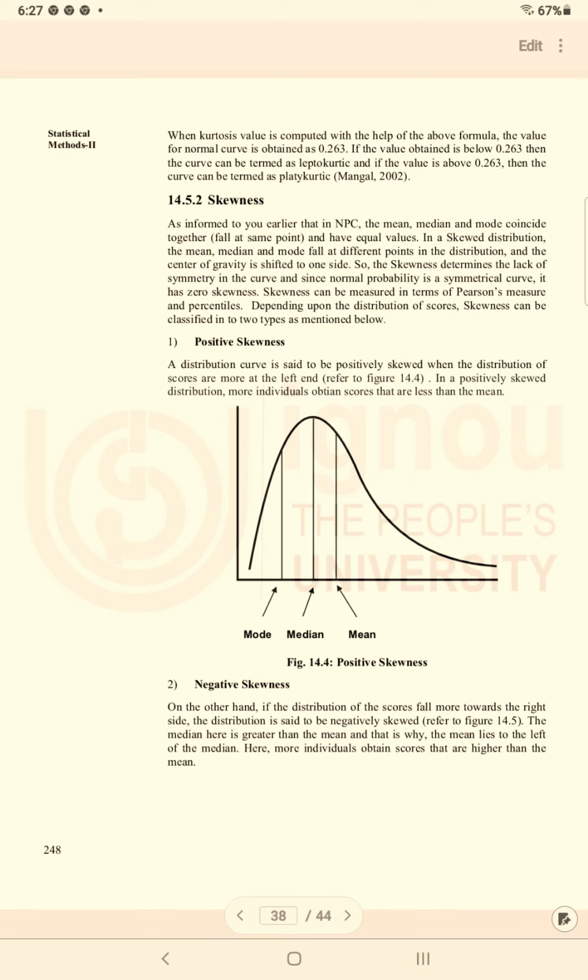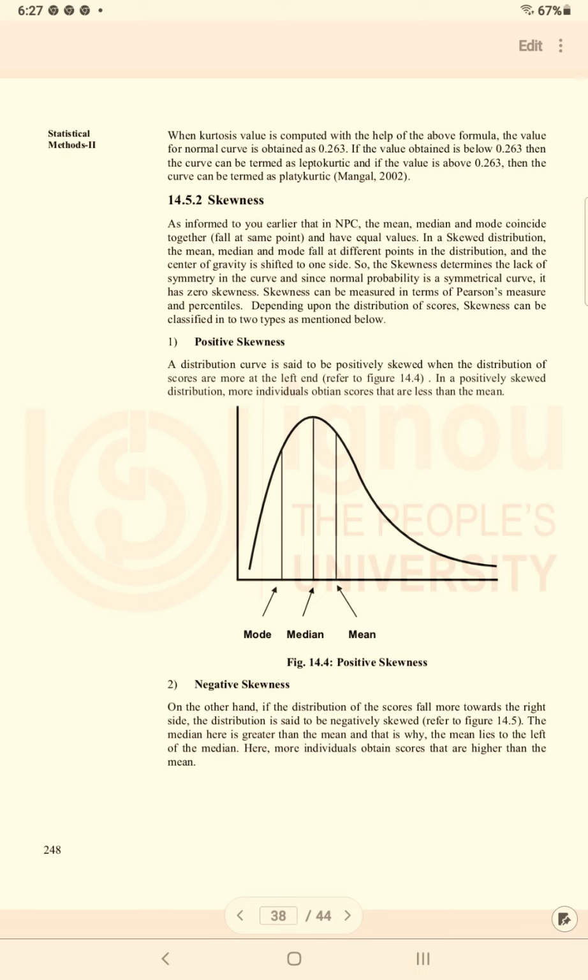14.5.2 Skewness. As informed to you earlier, in an NPC, the mean, median and mode coincide, fall at the same point, and have equal values. In a skewed distribution, the mean, median and mode fall at different points, and the center of gravity is shifted to one side. So, skewness determines the lack of symmetry in the curve, and since the normal probability curve is symmetrical, it has zero skewness. Skewness can be measured in terms of Pearson's measure and percentiles.